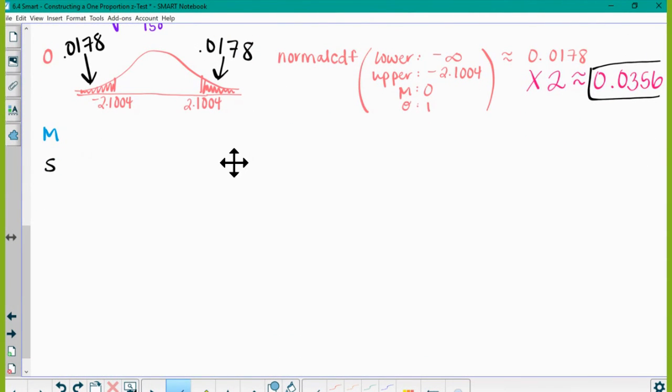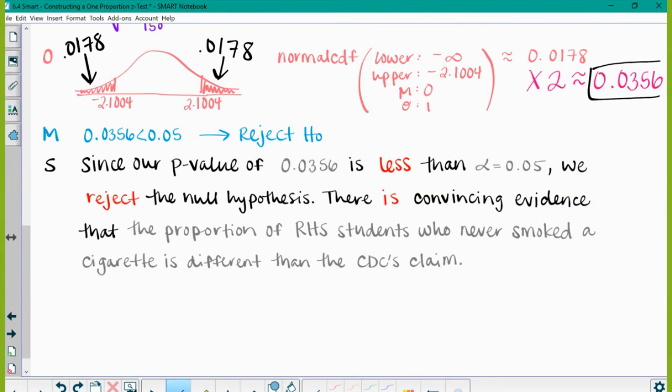So my p-value is low. What do I do when my p-value is low? Reject that H naught. And then you conclude, since our p-value of 0.0356 is less than my alpha of 0.05, we are going to reject the null hypothesis. Almost knocked my whole computer down. There is convincing evidence that the proportion of RHS students who never smoked a cigarette is different than the CDC's claim.